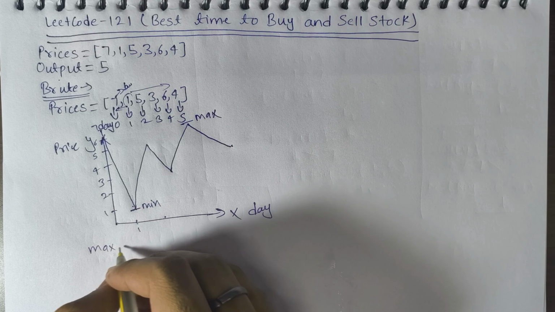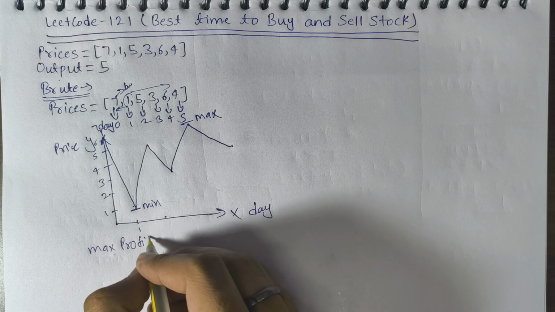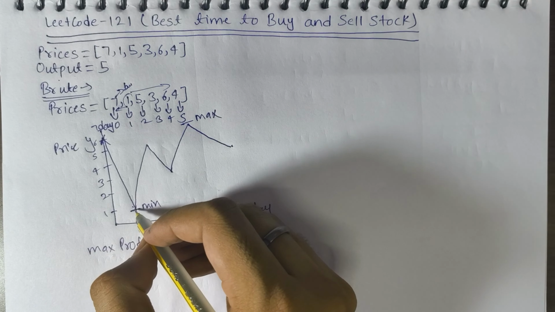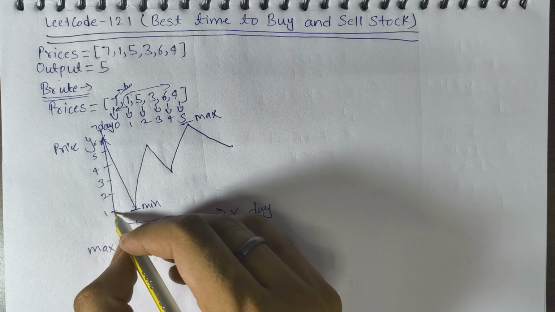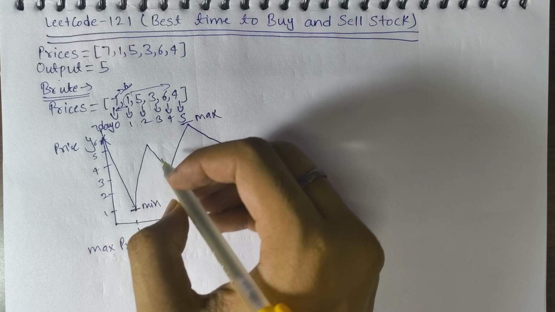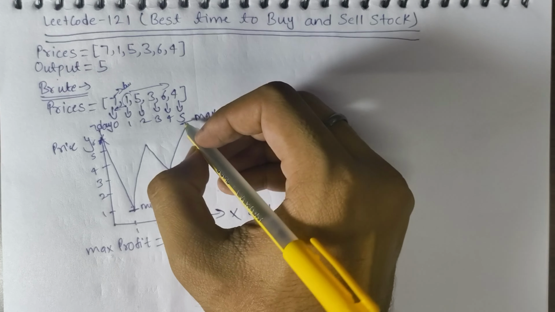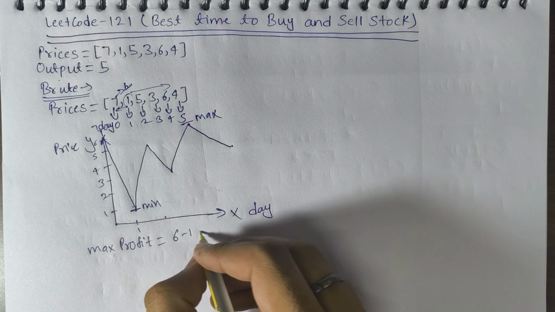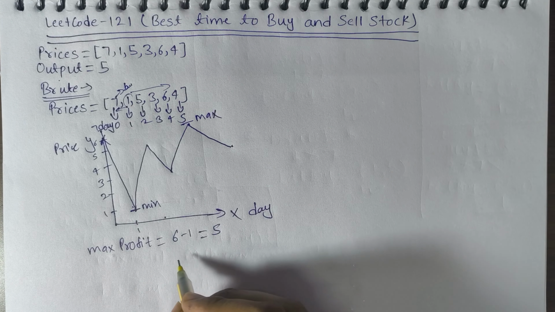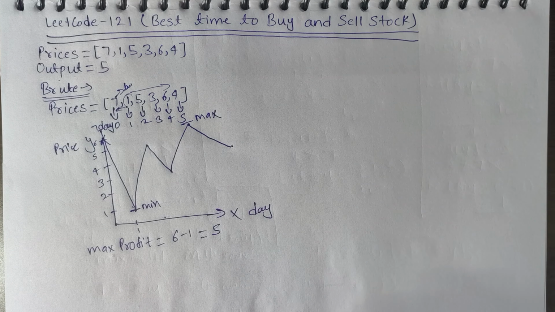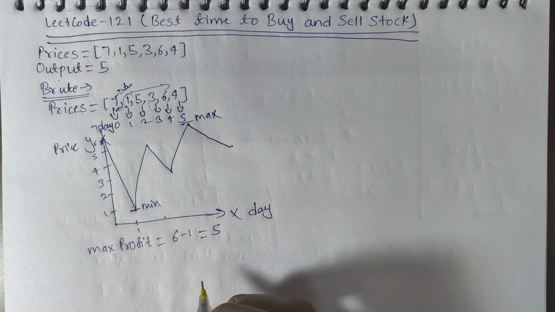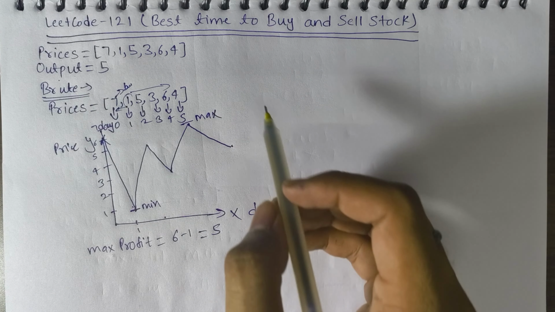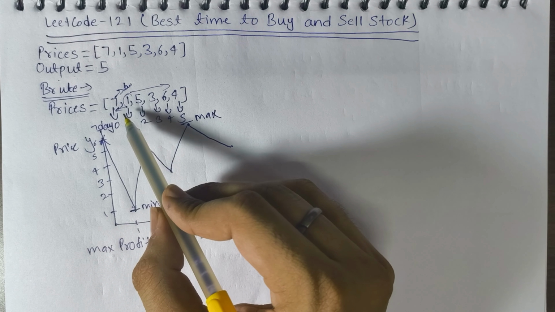Then we can say max profit is equal to: we buy the stock at rupees 1 and we sell it at 6, so 6 minus 1 is equal to 5. This is our maximum profit. Then how can we solve it? You can think easily of the brute force approach.